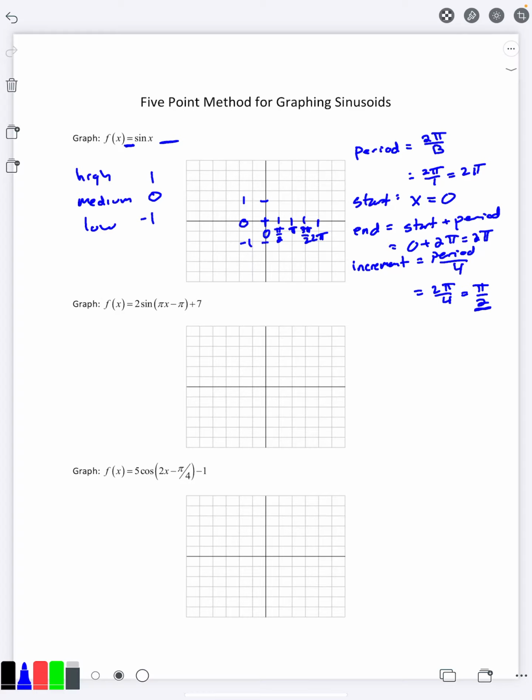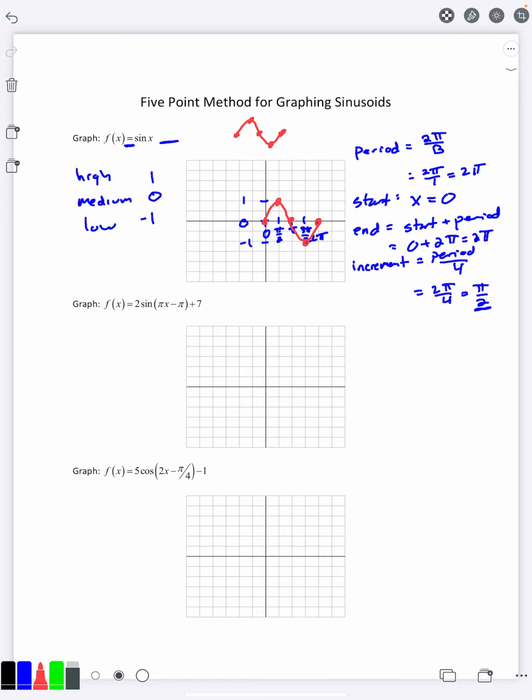And then once you have this grid down, if you want to draw the graph, just remember that the way sine goes looks like this. It's always medium, high, medium, low, medium. That's why it's called the 5-point method. And this gives us 1 period of our sine graph. Now if you want to keep going to have 2 or 3 periods, you can do that. But usually I ask for 1 period, so this is what we get.